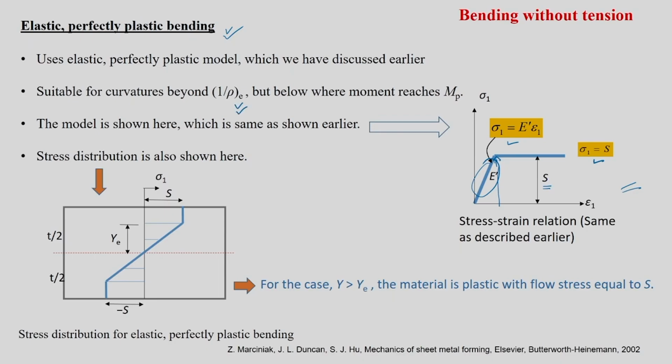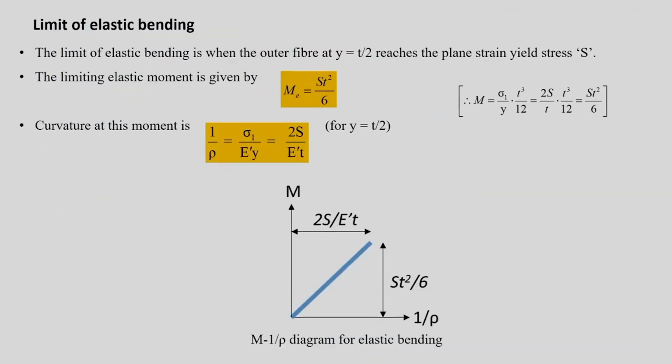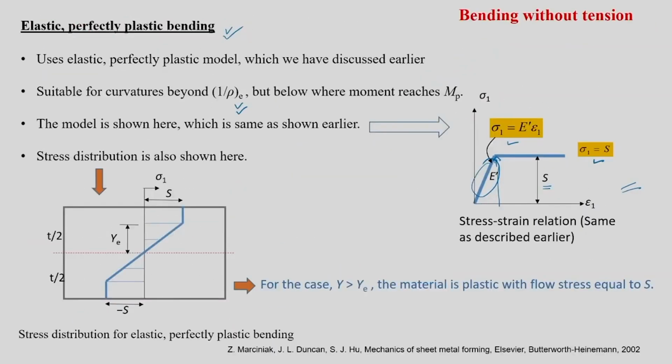Okay, that is a limiting case of 1 by rho, and 1 by rho E we have already evaluated in the first case. If you go back to your previous one, you can say that 1 by rho E is this much, 2S by E dash T. This is what we evaluated, right? So let us come back to this.